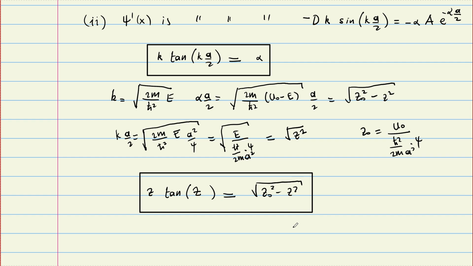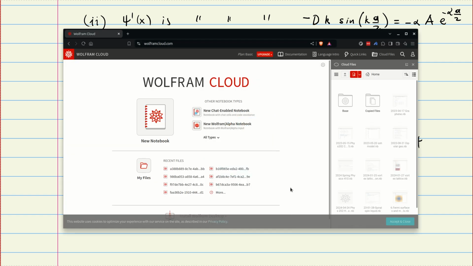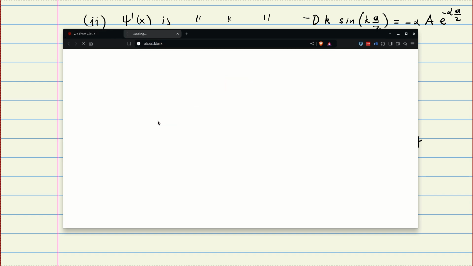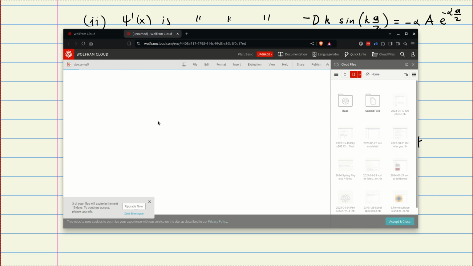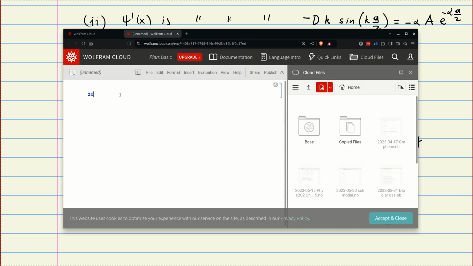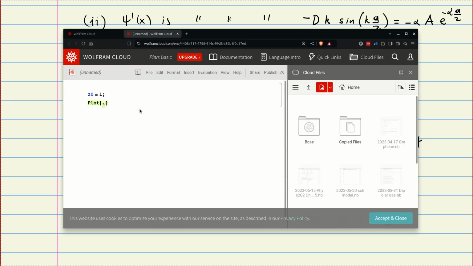So let me try to show you this. We just plot the functions, and then whenever they intersect, we are going to say that's the solution. Okay, let me try. Let me choose z naught 1 for the moment. So I'm going to plot z tangent z.